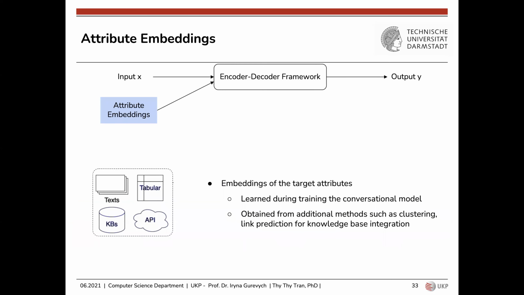So instead of adding an attribute description to the input, we can condition the model on attribute embeddings. Attribute embeddings can be obtained in two ways. We can train the embedding simultaneously with the generative model, or we can obtain it from additional models, such as clustering or using link prediction models to integrate a knowledge base.